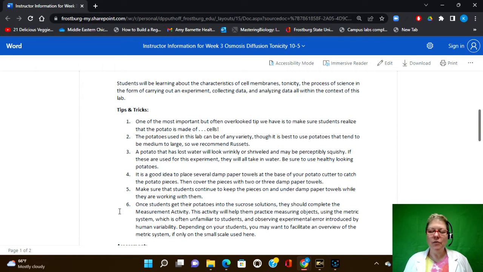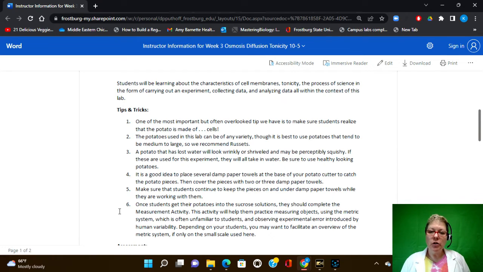So you want it to be nice and firm. If you wouldn't eat it, do not use it. So if it's wrinkled up or it's squishy, it's not going to work quite the way we would expect it to. A dry potato will suck up water no matter what solution you put it in. So we don't want them to be wrinkled or shriveled or squishy.